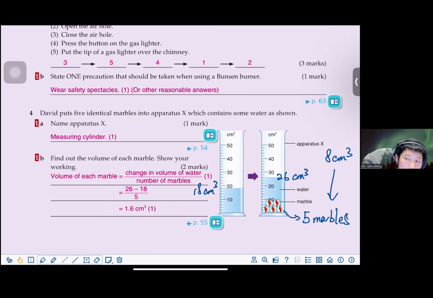Of course, in science, it is not a must for you to write a full sentence such as "Therefore, the volume of each marble would be 1.6 cm cube." No need. But you should tell me that the 1.6 cm cube represents each marble. In science, a concluding sentence is not necessarily required, and it is not a problem if you do not write one, but it is best that you state that 1.6 cm cube represents each marble.